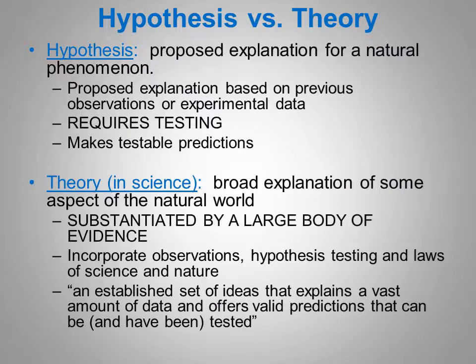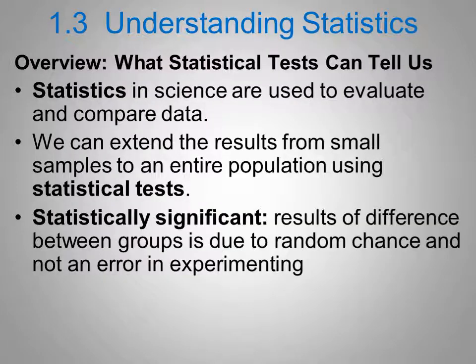This is in contrast to a theory. So in the scientific world, a theory is really a broad explanation of some aspect of the natural world. This explanation is substantiated by a large body of evidence. It incorporates observations, hypothesis testing, and laws of science and nature. It's considered an established set of ideas that explains a vast amount of data and offers valid predictions that can be and have been tested over time.